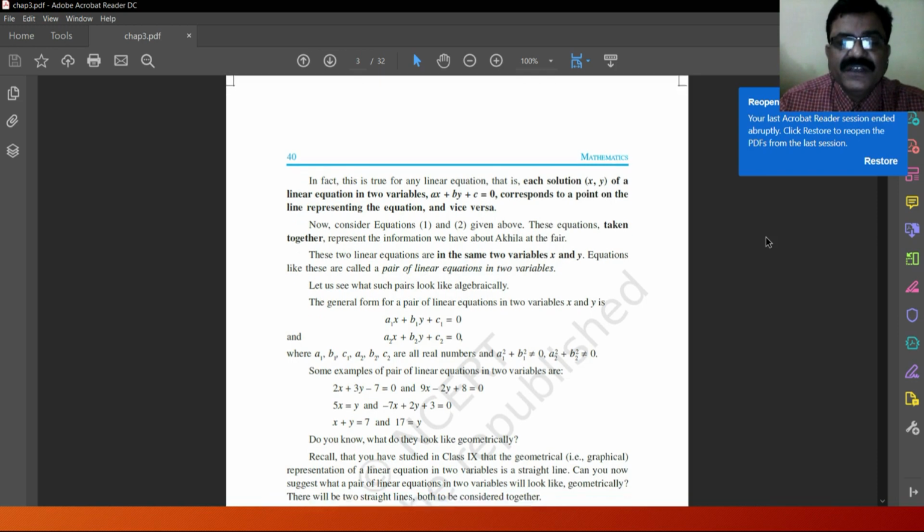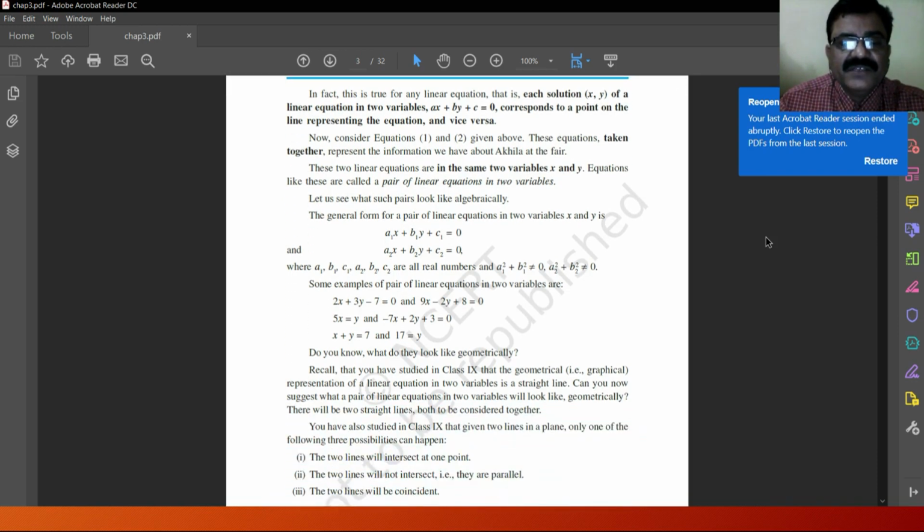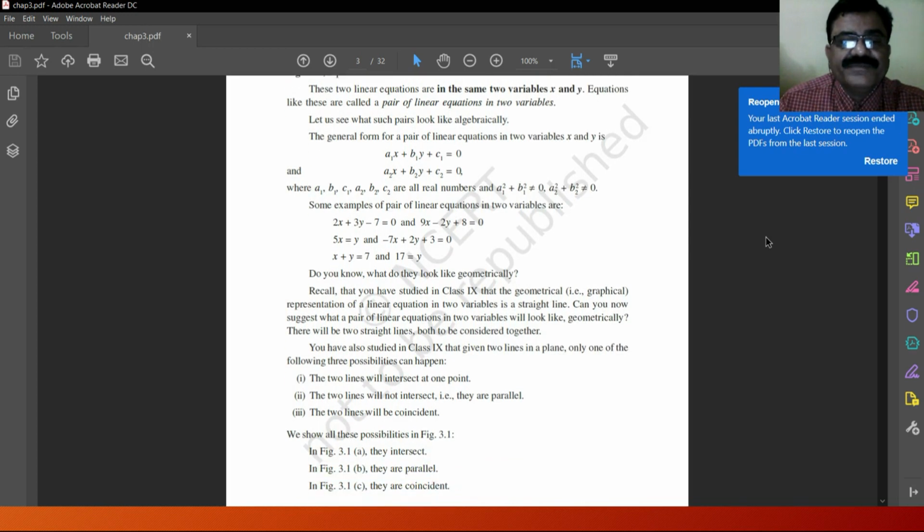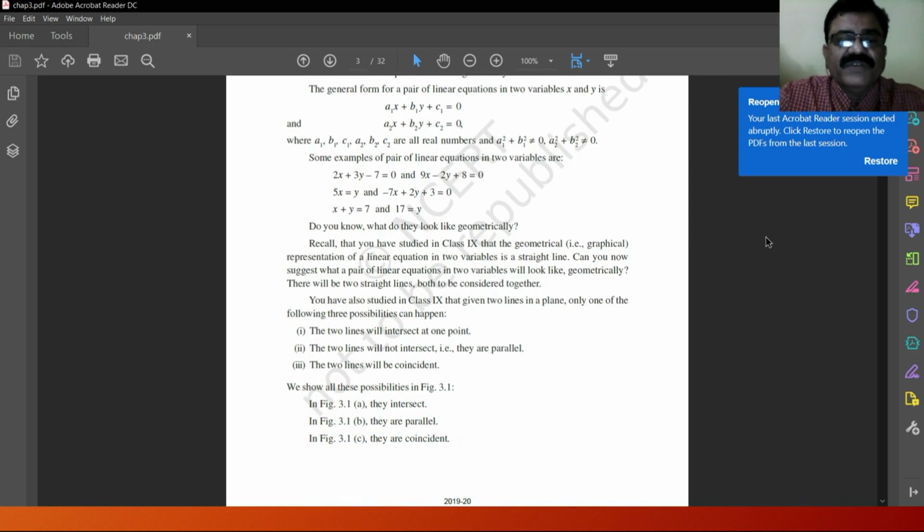You can take several examples, and by taking them you can also see what you studied in class 9: given two lines in a plane, only one of the following three possibilities can happen. The two lines will intersect at one point, or the two lines will not intersect, that is, they are parallel, or the two lines will be coincident. These are the three possibilities, and we can also show them through figures. Figure 3.1 shows the three different cases.